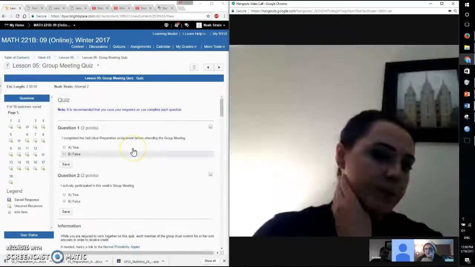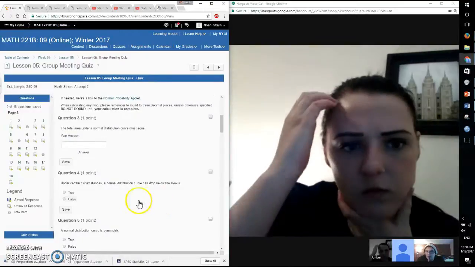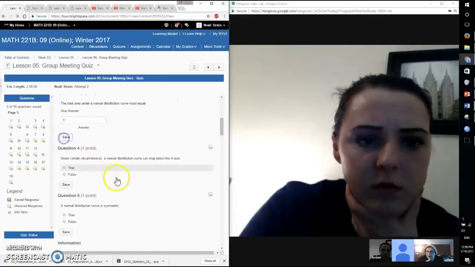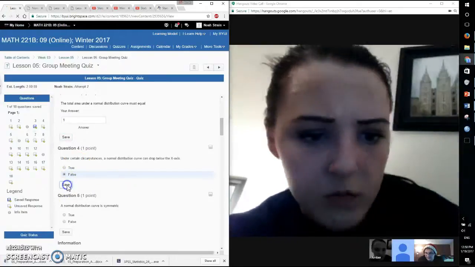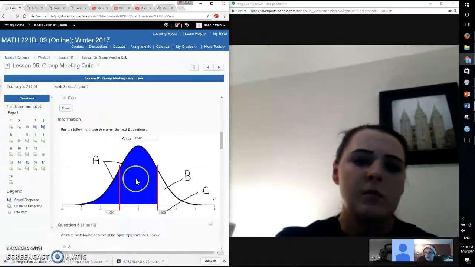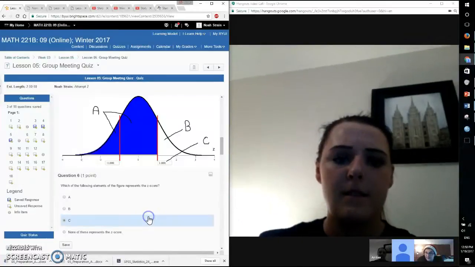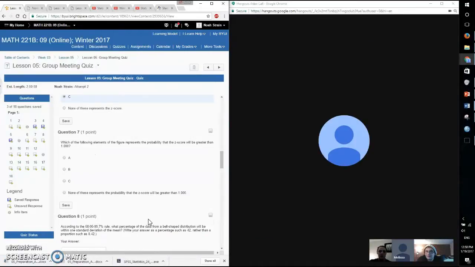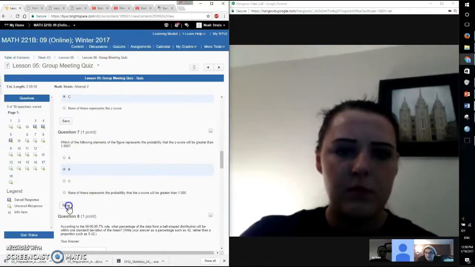I do. Okay, cool. So, on question 3, the total area of a normal distribution curve must equal 1. Under certain circumstances, the normal distribution can drop below the x-axis. That's false. The normal distribution curve is symmetric. The z-score is c. Which of the following elements probability z-score will be greater than 1? That would be b. D.